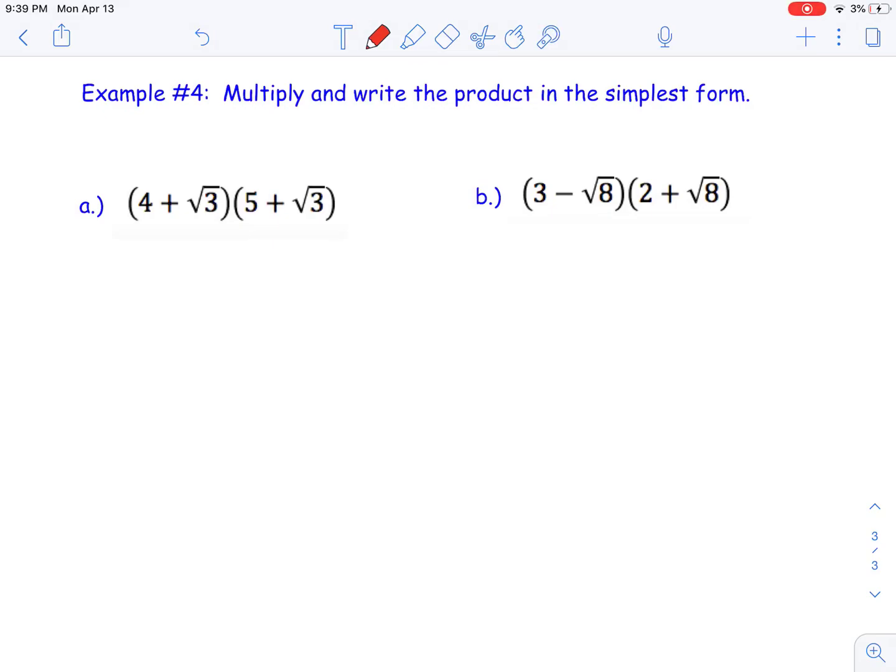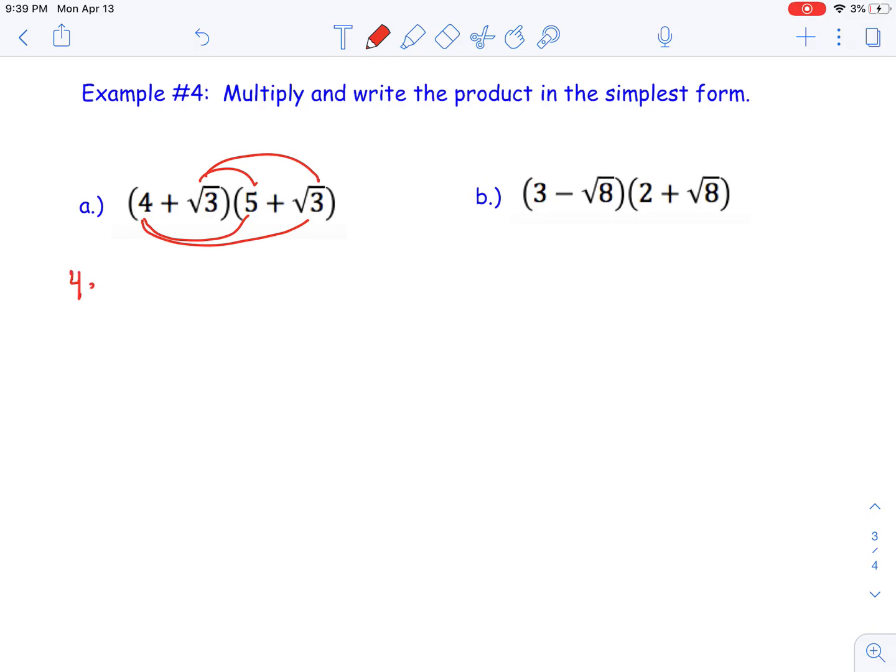Okay, last couple examples. Now we're going to FOIL. So we've FOILed binomials before, and it's the same process where we're going to do the first times the first, the first times the last, the two inners, and then the inner times the outer. I never know how the two last, I guess. So we'll start with the 4 and the 5.